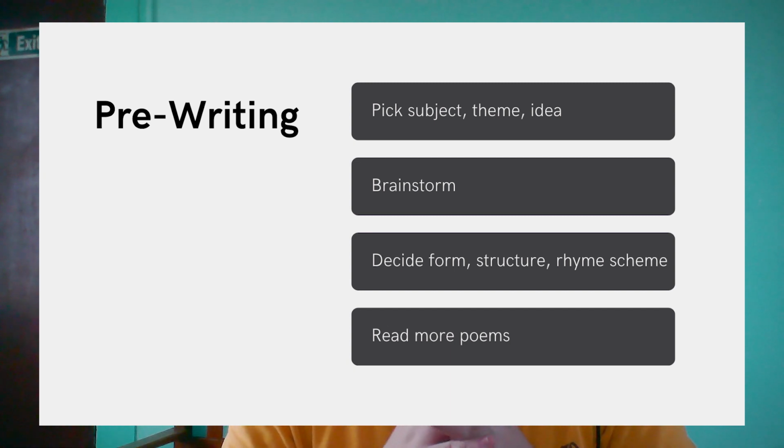So here's the saying among authors: if you want to become a good writer, read more books. And that's it. Read more poetry. Read a lot of them. Then you can write poems using them as inspiration, as guidelines, or as benchmark. Okay? Then the pre-writing phase.